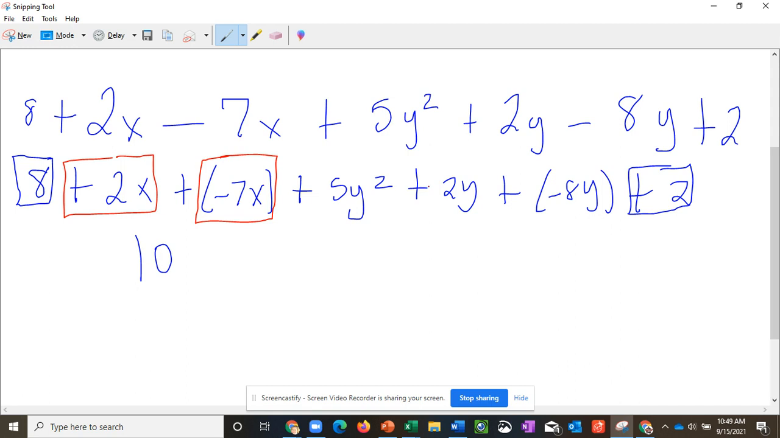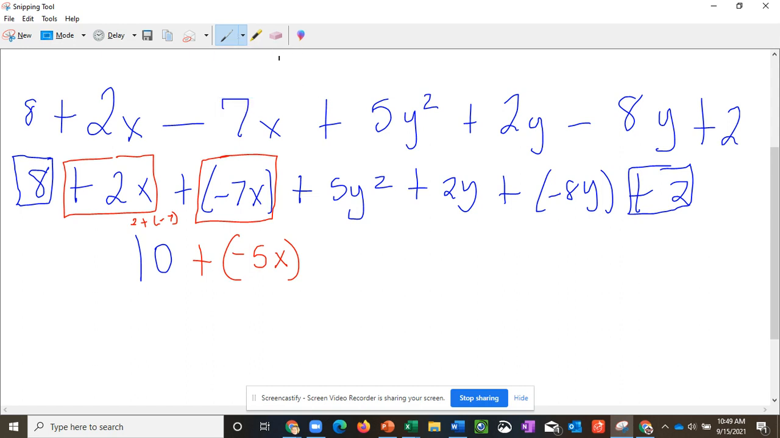So now I need to look at their coefficients. So I have 2 plus negative 7, which is negative 5. So I'm going to put plus negative 5x, and I will put that into parentheses to protect it.